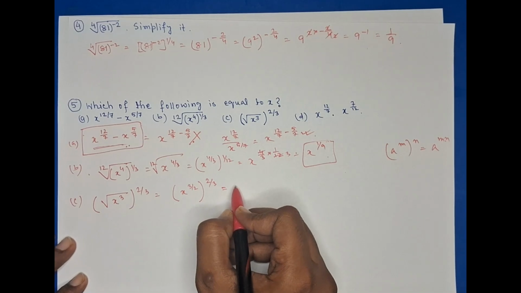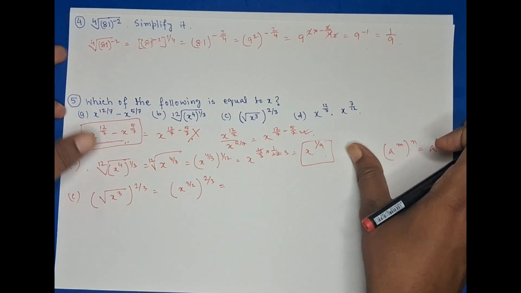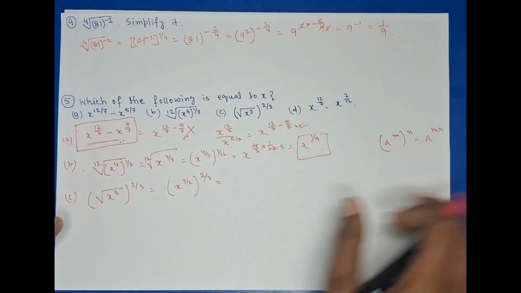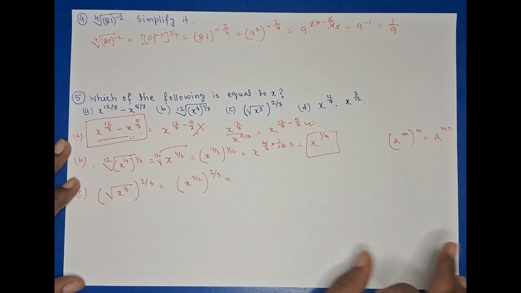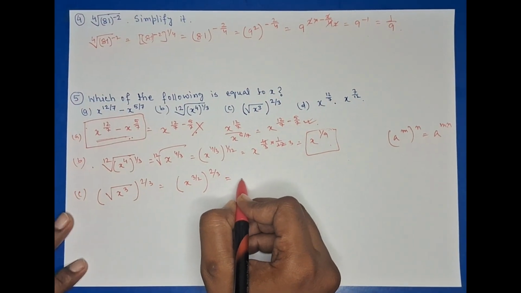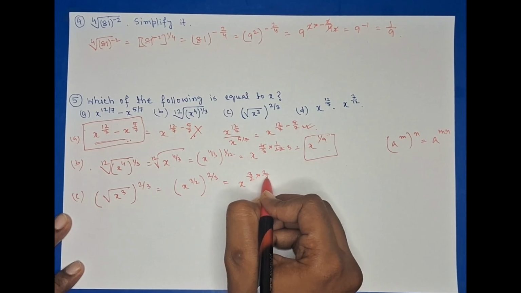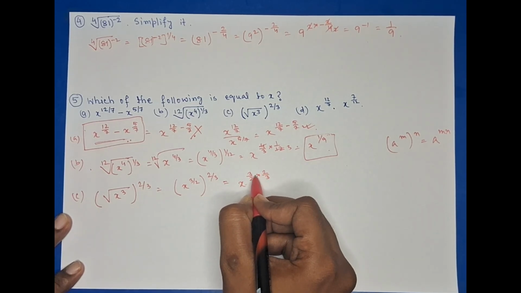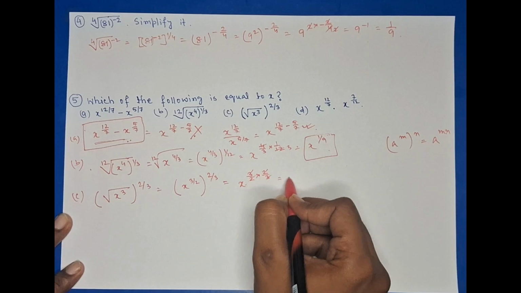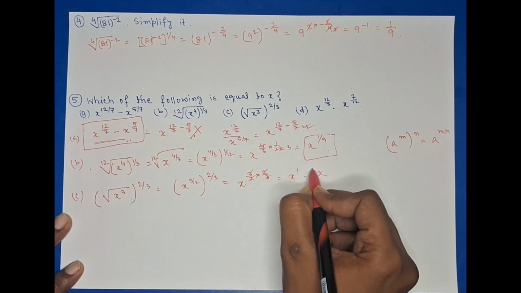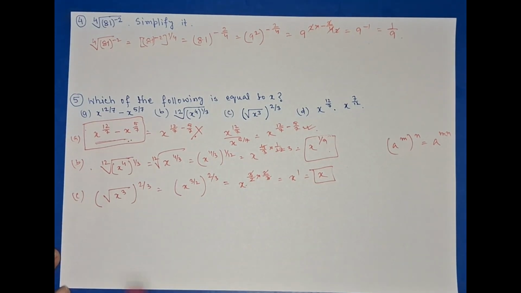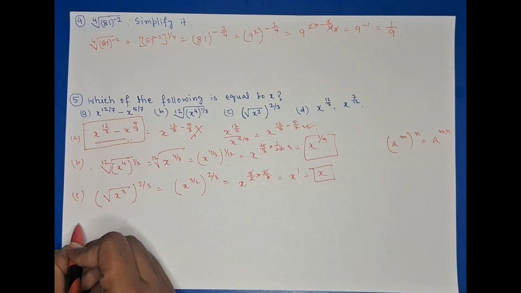So this is equal to x to the power 3 by 2 into 2 by 3. This becomes x to the power 1. This is equal to x. Okay. And let us check the option D also.